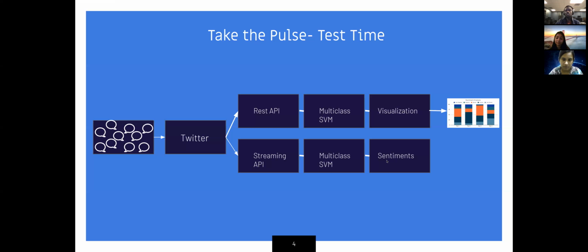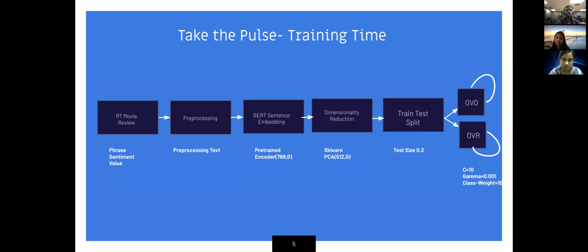during the streaming process. And now we'll take a deeper look at the multi-class, multi-label SVM that I just talked about. How did we get it, and what kind of process do we use to train it? It starts with the Rotten Tomatoes movie review data set, where we have phrases and sentiment values in the range of 0 to 1, going from 0, which is negative, to 1, which is very positive.